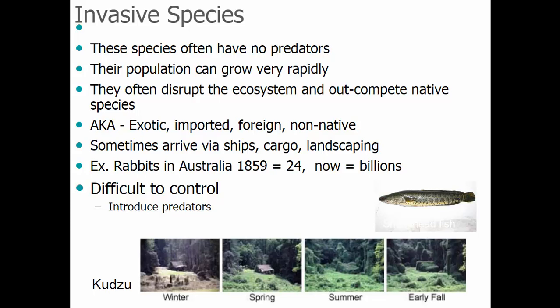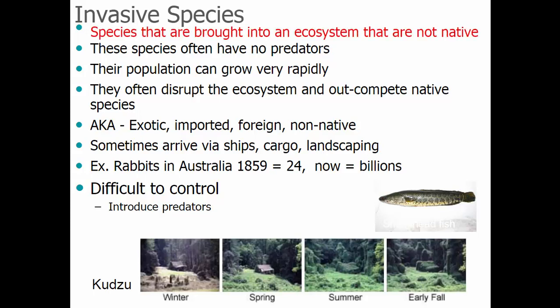And then the last topic for today. One reason in some areas that species are becoming extinct is due to invasive species. An invasive species is when an organism has been brought into an ecosystem where it didn't natively live.